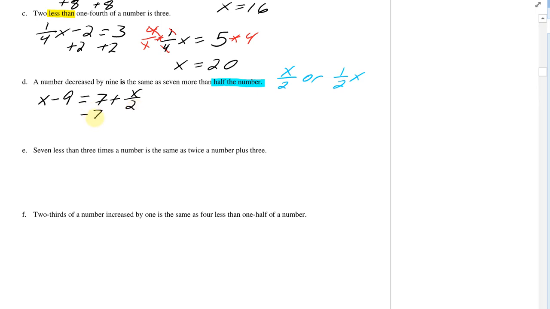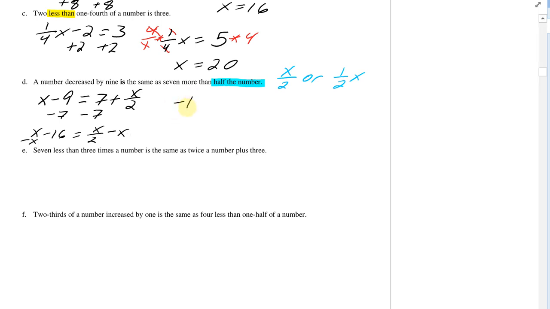So I'm going to subtract off, let's see, I'll subtract off the 7 here. So I now get x minus 16 equals x over 2. And now I need to subtract the x from each side. So I'm going to get a little crammed here. But so this is x over 2, or like I said, 1/2 x, tomato, tomato. And so 1/2 x minus 1x, that will give me actually negative half x.